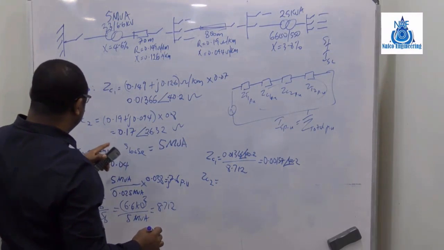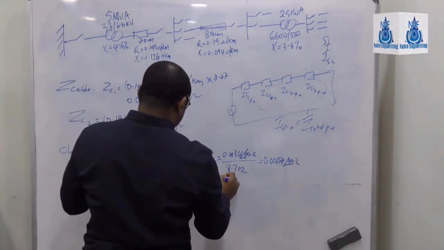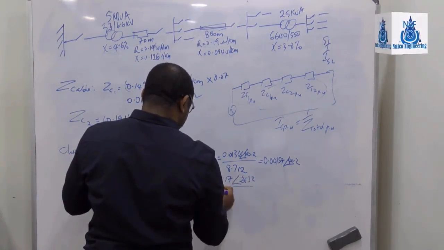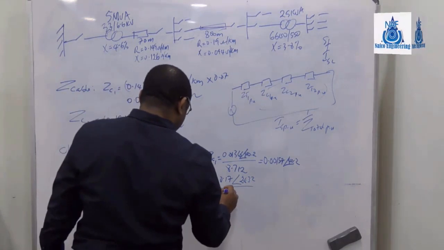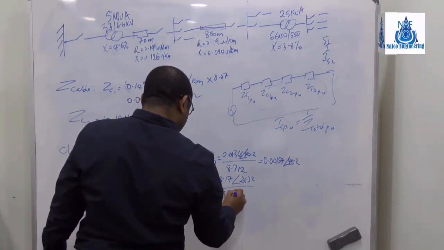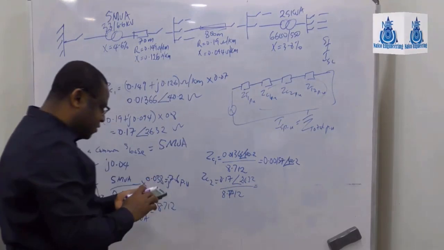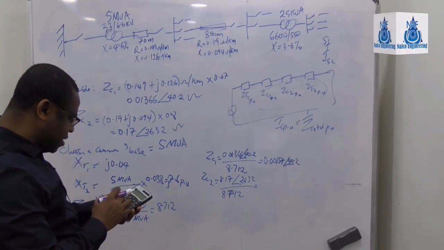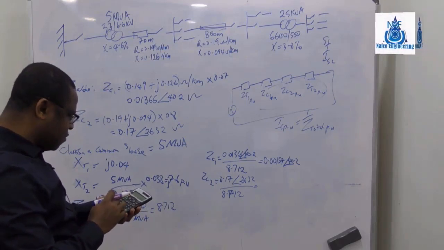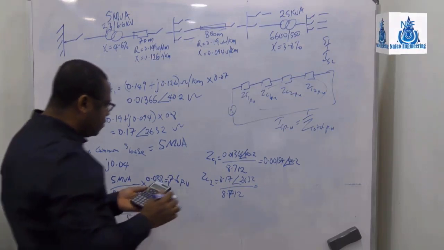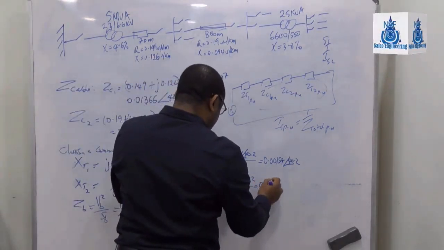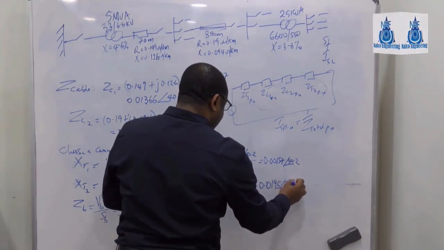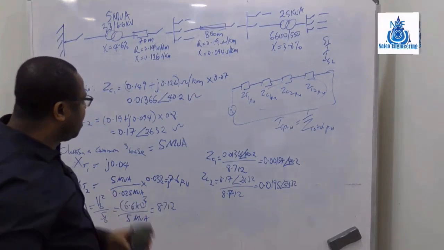And then Z cable 2 will be 0.17 with an angle of 26.32 divided by 8.712. So 0.17 divided by 8.712 gives you 0.0195 with an angle of 26.32. All right, so we got all the impedances.